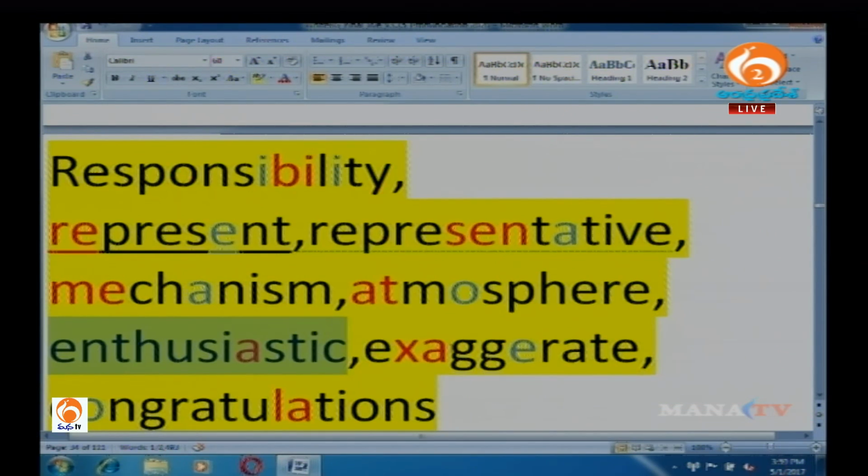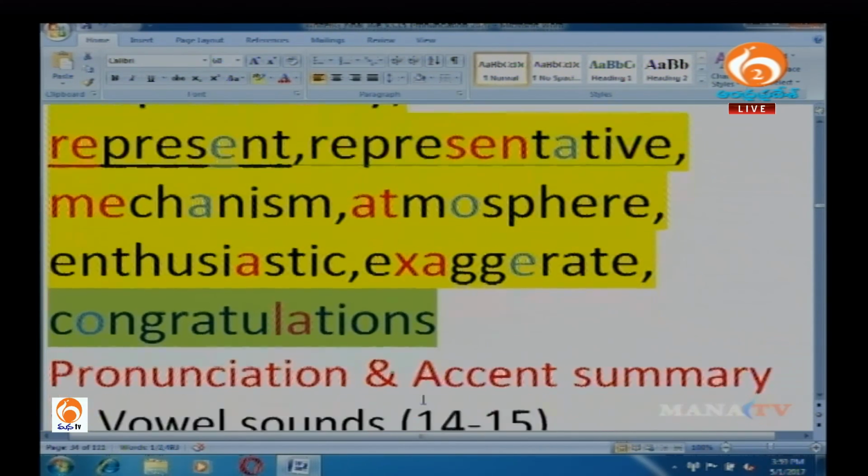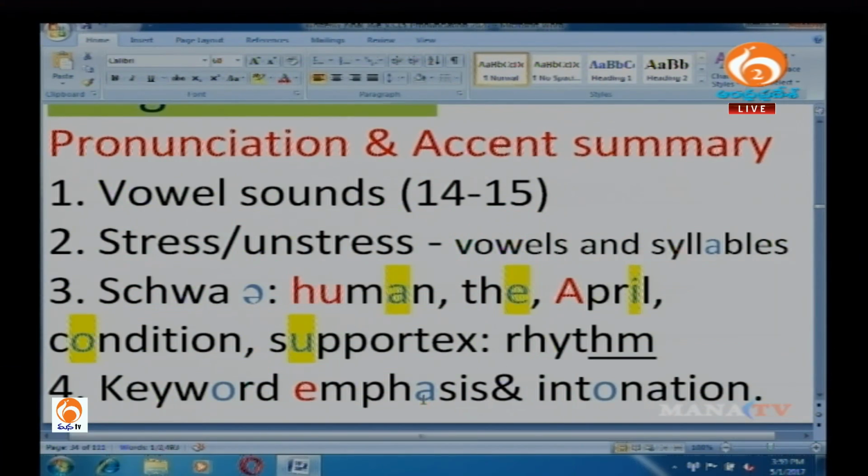"Enthusiastic," "exaggerate," "congratulations." Okay? So here's the summary. You have to learn 14, 15, maybe 20 vowel sounds. If you include the diphthongs and triphthongs, there would be about 25 vowel sounds: 12 pure vowels, 8 diphthongs, and 5 triphthongs you have to learn.